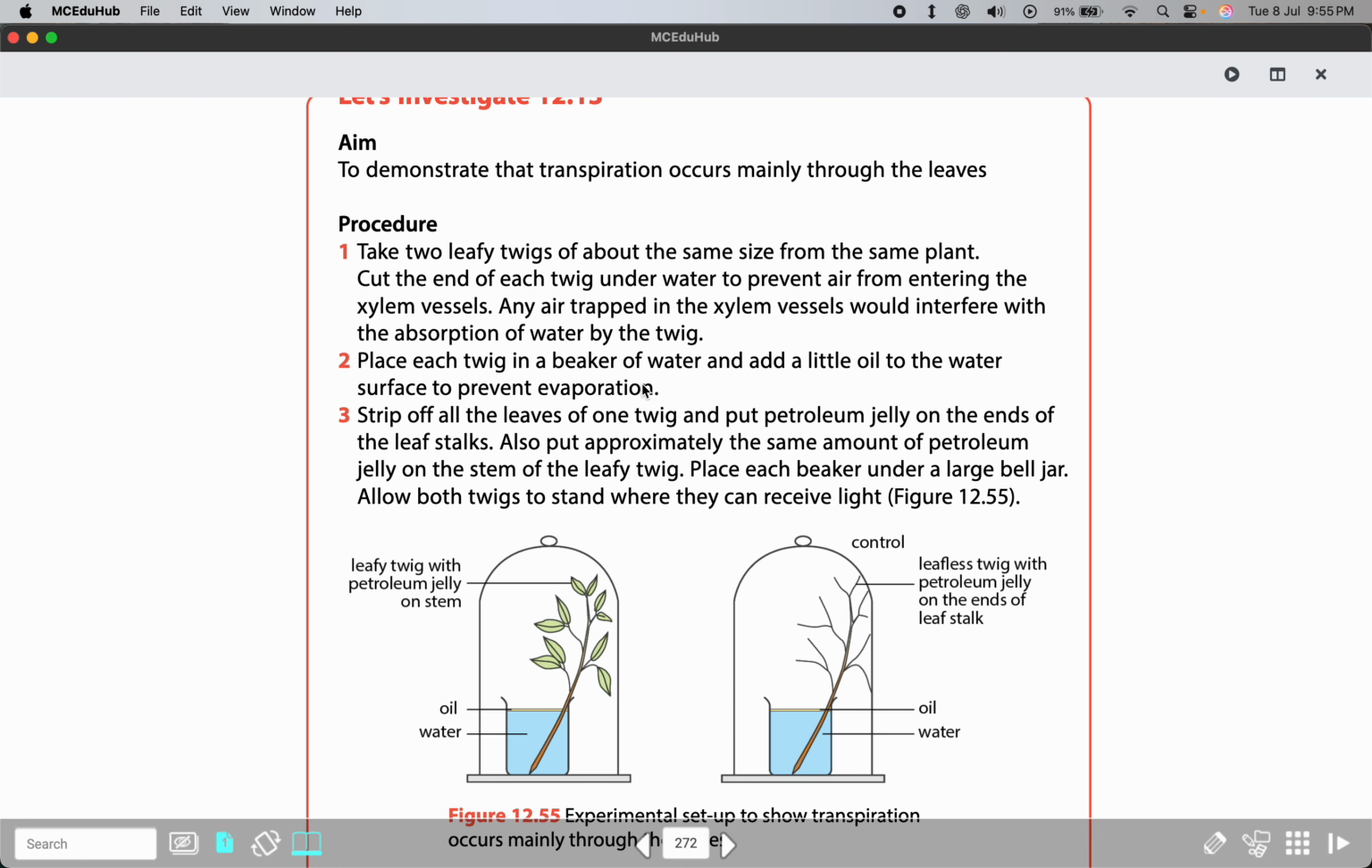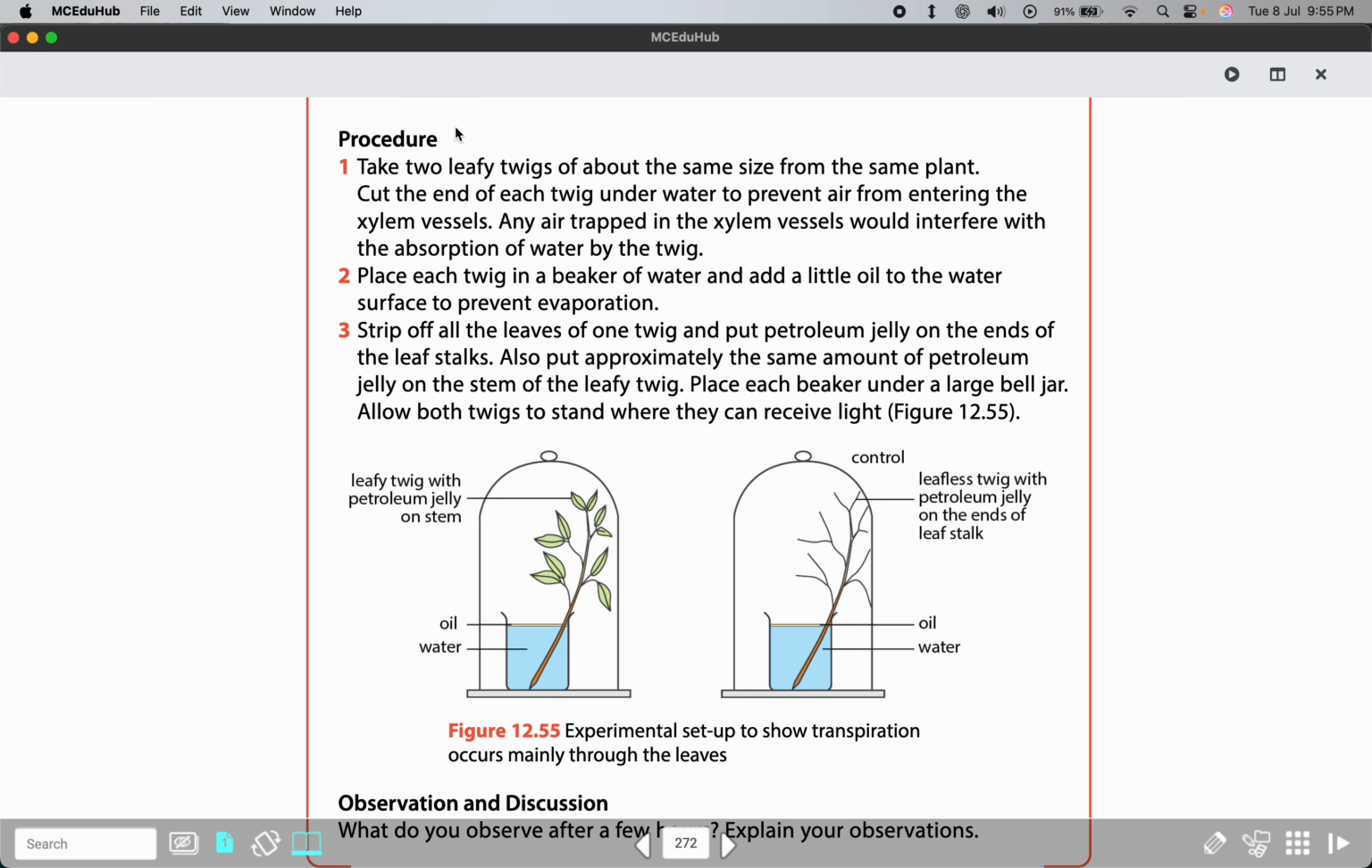Okay, so let's look at this one. This one's more meaningful. Let's say that we have two twigs of about the same size from the same plant. In the first twig, we cut the end of each twig underwater to prevent air from entering the xylem vessels. So this is the cut end. Any air that's trapped in the xylem vessels will interfere with the absorption of water by the twig. So we try to make sure that water can move through the twig properly. You place each twig into a beaker of water and add a little bit of oil to prevent evaporation from the upper surface of the water.